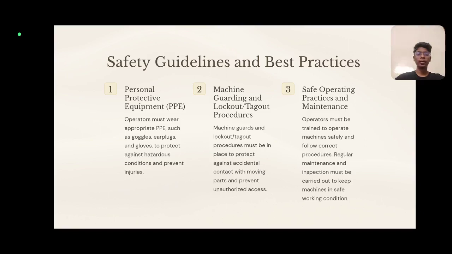Personal protective equipment: operators must wear appropriate PPE such as goggles, earplugs, and gloves to protect against hazardous conditions and prevent injuries. Machine guarding and lockout: machine guards and lockout procedures must be in place to protect against accidental contact with moving parts and prevent unauthorized access. Safe operating practices and maintenance.